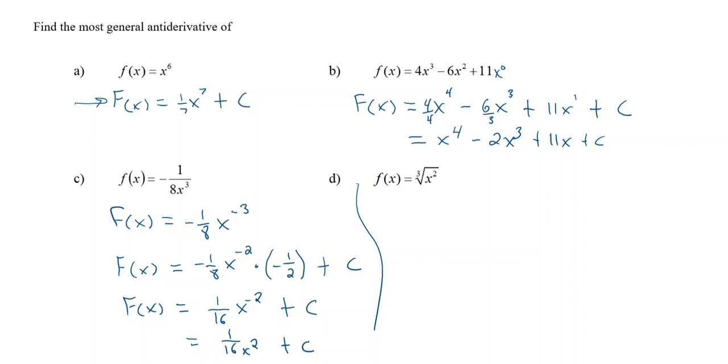All right, last one. The first thing I'm going to do is rewrite this as a fractional exponent. So we've got f of x is equal to x to the power of 2 over 3. And then we'll just stick to our rule. So the antiderivative is equal to, we're just going to add 1. So this will be x to the power of, it's like 3 over 3, so 5 over 3. And then multiply by the reciprocal, so then this is 3 over 5. And then lastly, just plus some constant c.